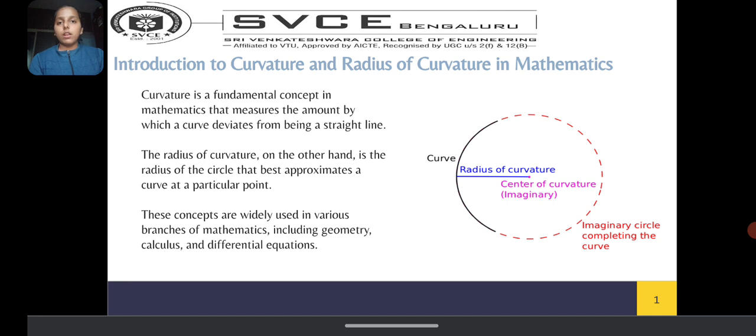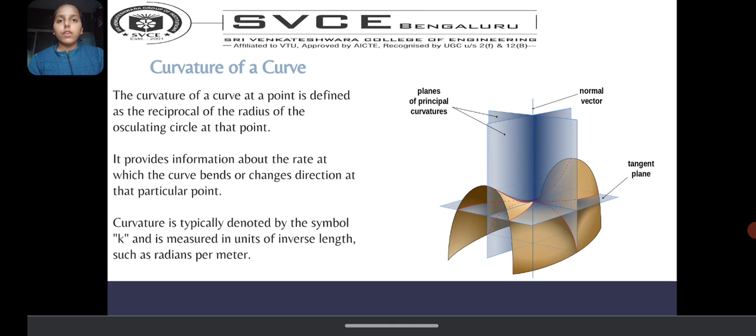Curvature is a fundamental concept in mathematics that measures the amount by which a curve deviates from being a straight line. The radius of curvature, on the other hand, is the radius of a circle that best approximates a curve at a particular point. These concepts are used in various branches of mathematics, including geometry, calculus, and differential equations. First, we are going to discuss the curvature of a curve.